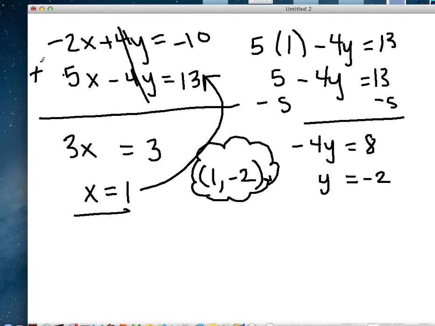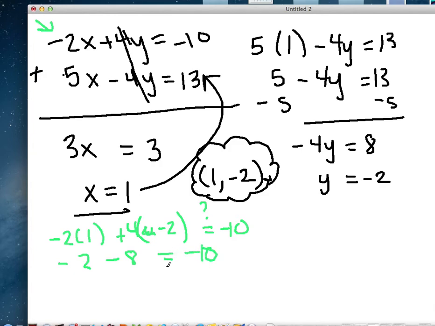So I'm going to check my answer and make sure that I'm right. If I plug it into that first equation, I get negative 2 times 1 plus 4 times, substituting in negative 2 for y, equals negative 10. So negative 2 minus 8, does that equal negative 10? Yes. Negative 10 equals negative 10.